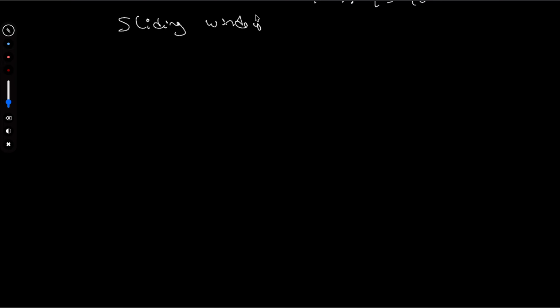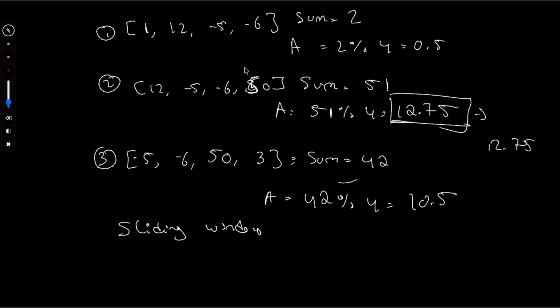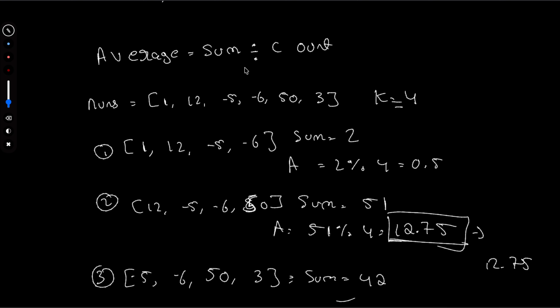Instead of calculating the sum again and again, we use the sliding window technique. First we calculate the sum of the first k elements. This is the first window. Then move the window one step at a time. When the window moves, add the new element, remove the old element, and update the maximum sum. Let's try this on an example.